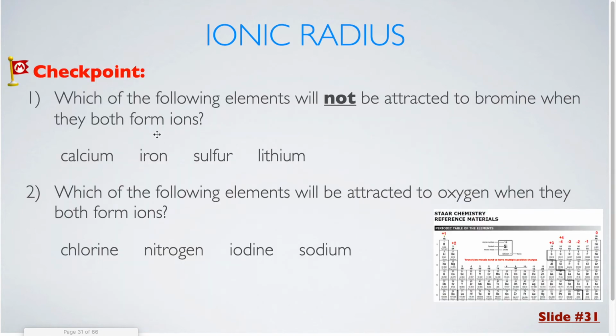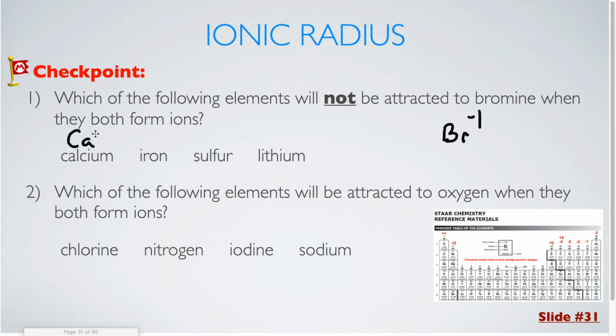For our next set of checkpoint questions, we are going to be trying to determine elements which will either be attracted to each other or not attracted to each other when they form ions. For the first one, we are trying to find one that will not be attracted to bromine. Now, in order to answer this type of question, you have to know the oxidation states. Bromine is in group 17 or 7a. It's going to form a -1 charge.